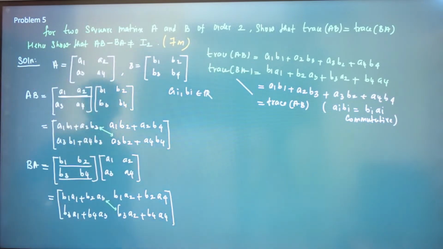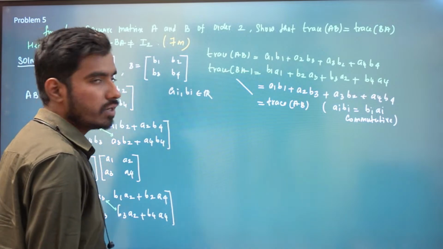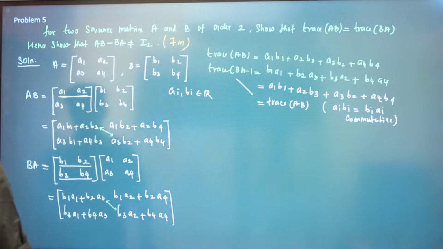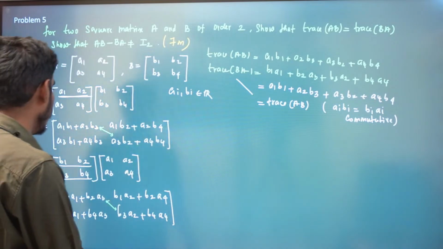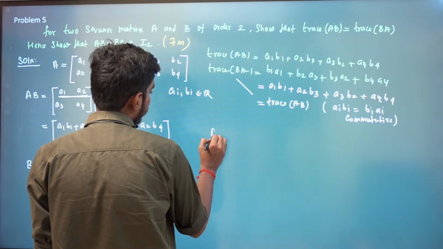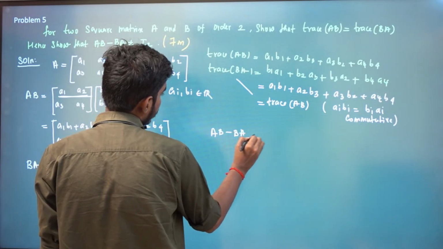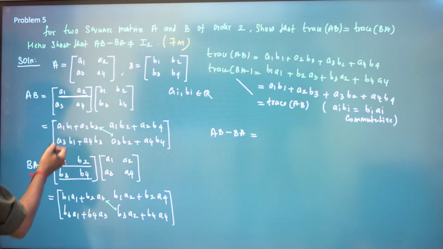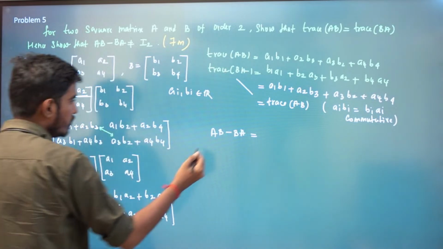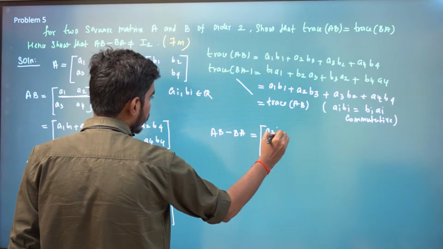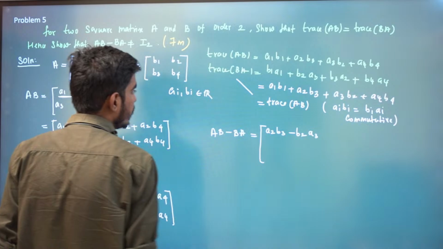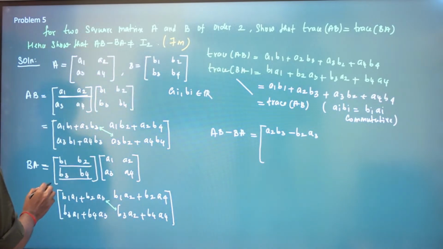Okay. Now show that AB minus BA is not equal to the identity matrix, right? So obviously AB minus BA is not equal to the identity matrix. Yes or no? Because what is AB minus BA? You just subtract the two matrices. If you subtract the two matrices, you can see A1 B1 and B1 A1 will get cancelled. We will have A2 B3 minus B2 A3. Yes or no? You just have to subtract this.